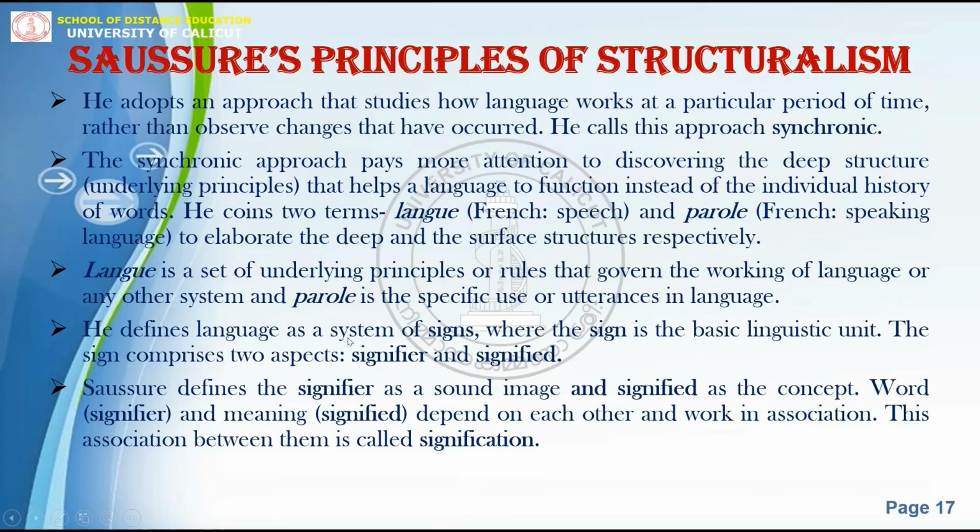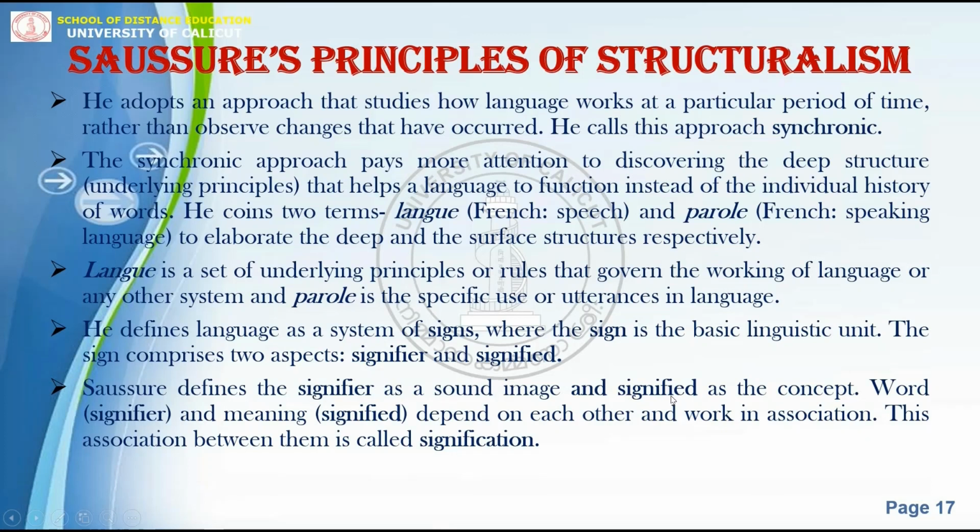He defines language as a system of signs where the sign is the basic linguistic unit, and the sign comprises two aspects, signifier and signified. So Saussure defines signifier as a sound image and signified as the concept.